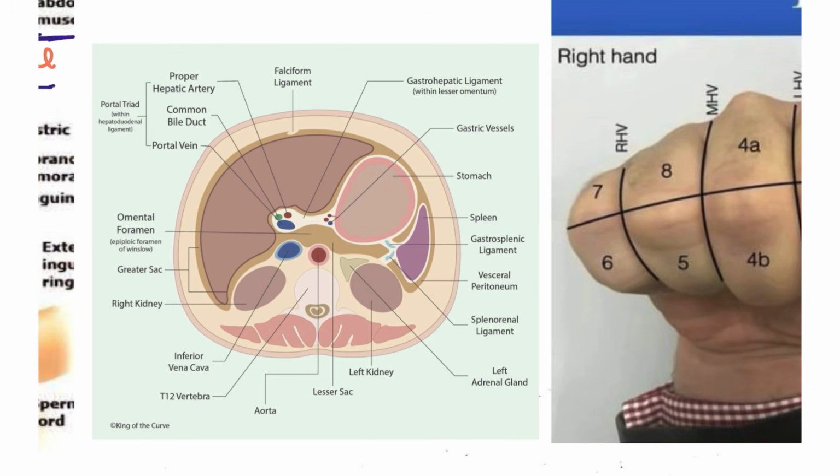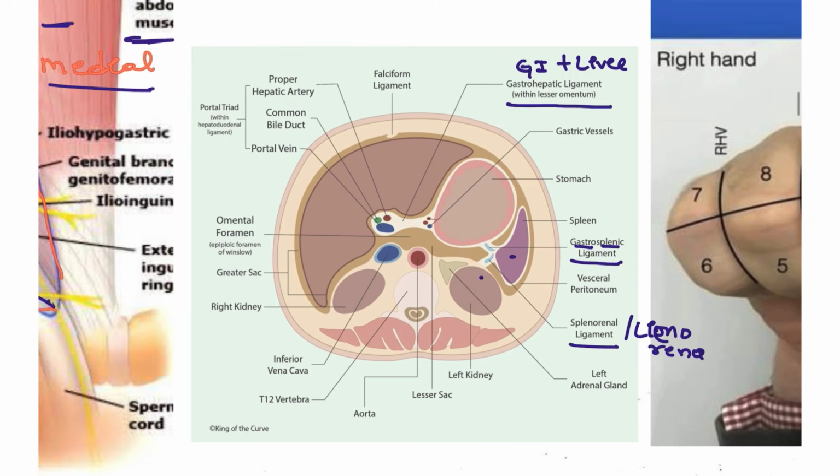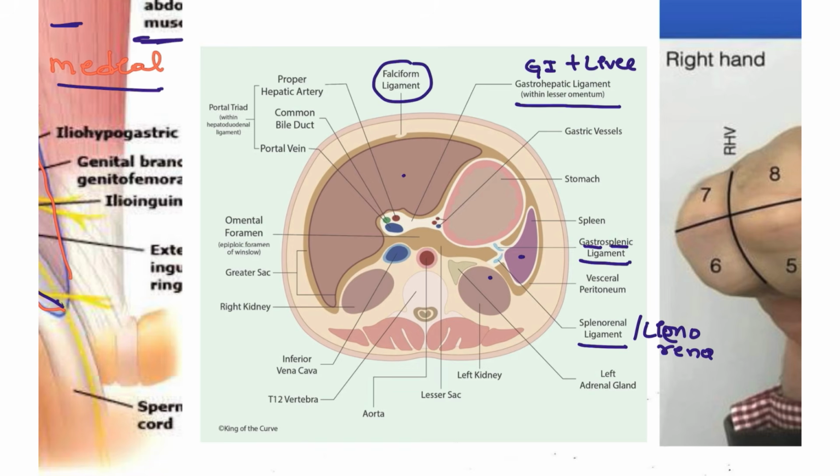The one which is connecting the GI system plus liver is the gastrohepatic ligament, and gastrosplenic. The name itself tells the gastro and the spleen. And splenorenal, also known as lienorenal, will be between the kidney and the spleen, as you can see here. Next, the falciform ligament, present in the liver, which will be dividing the liver. These are the important points and diseases that you have to remember in this condition.